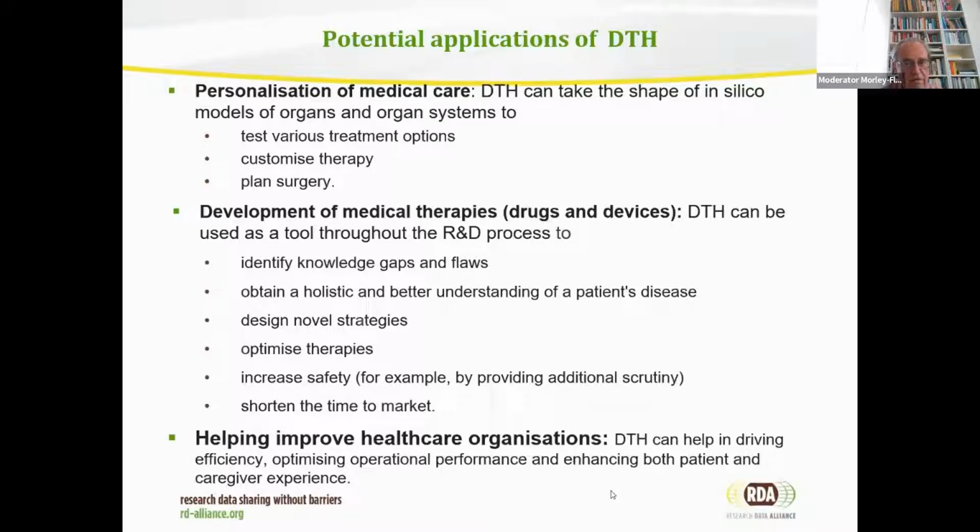There is the development of medical therapy, specifically on drugs and devices. So digital twins in healthcare can be used as a tool throughout the research and development process to identify knowledge gaps and flaws, to obtain a holistic and better understanding of a patient's disease, to design novel strategies, to optimize therapies, to increase safety, for example, by providing additional scrutiny, and to shorten time to market. And lastly, there is the capacity of helping improve healthcare organizations. Digital twins in health can help in driving efficiency, optimizing operational performance, and enhancing both patient and caregiver experience.